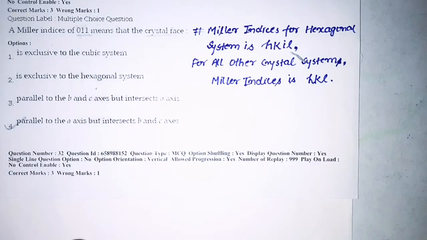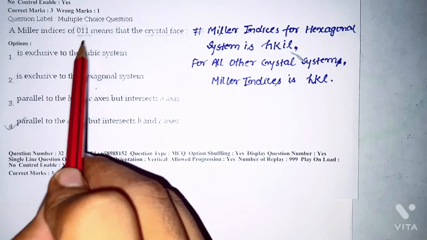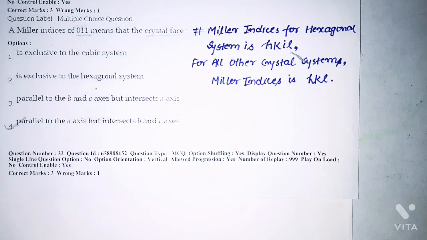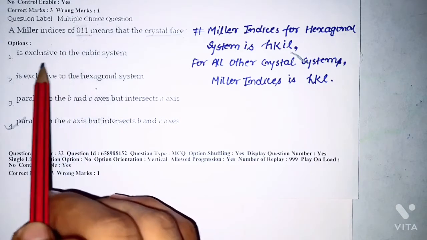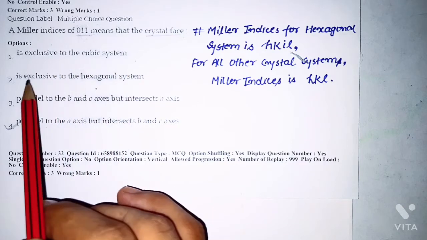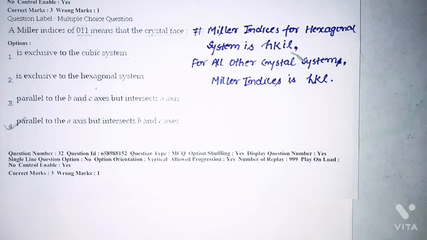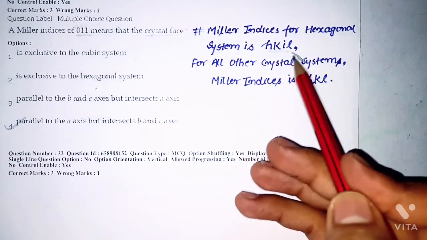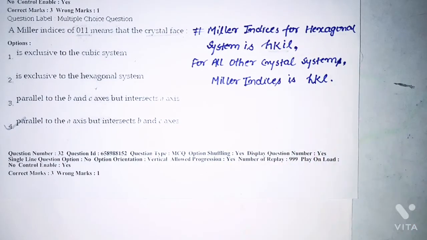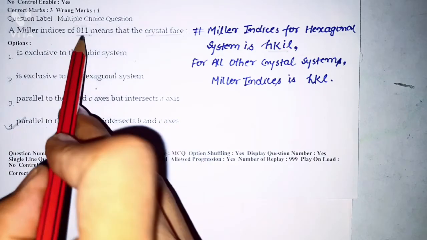Now, by looking at 011, we can say that this crystal phase belongs to which crystal system? Option 1 is exclusive to cubic system and option 2 is exclusive to hexagonal system. So, it may belong to cubic, tetragonal, orthorhombic, monoclinic and triclinic, but it is clear that it does not belong to hexagonal crystal system. Why? Because for hexagonal crystal system, Miller symbol is HKIL. Now the question is asking what can be inferred from this Miller indices.